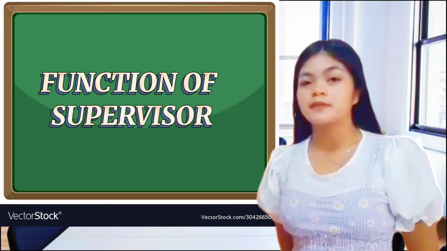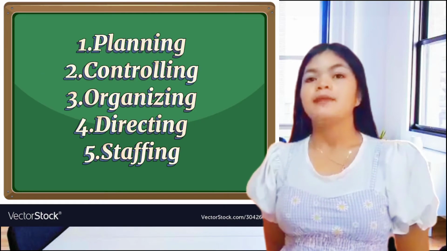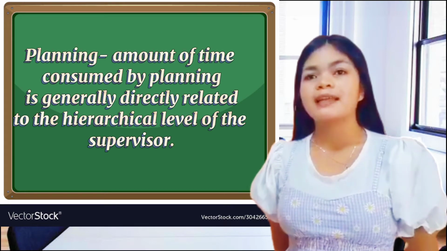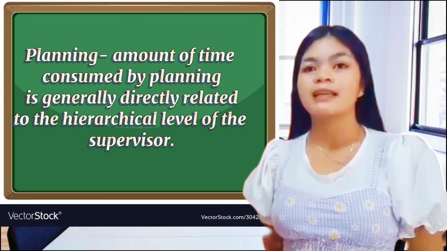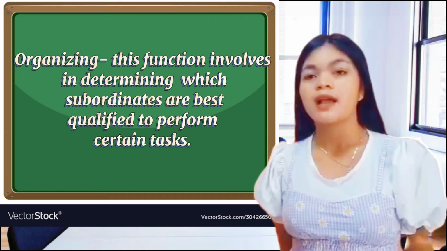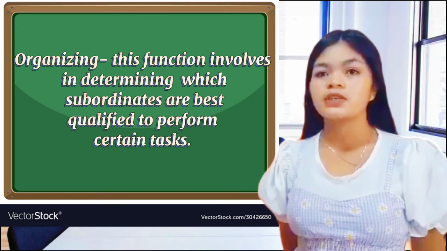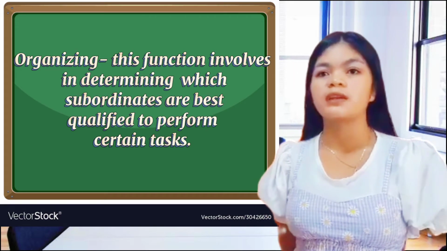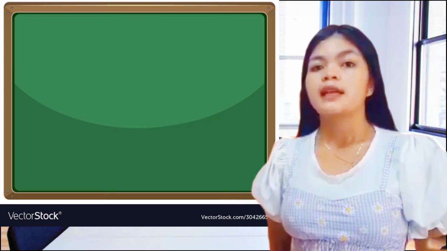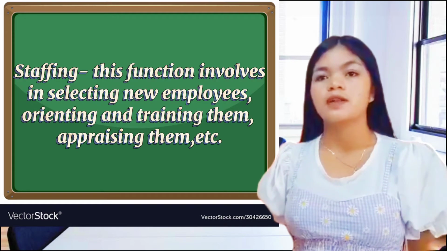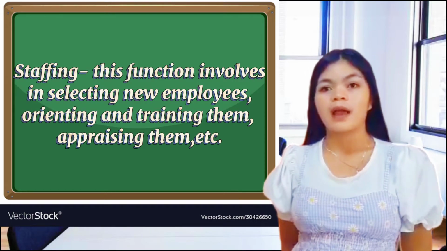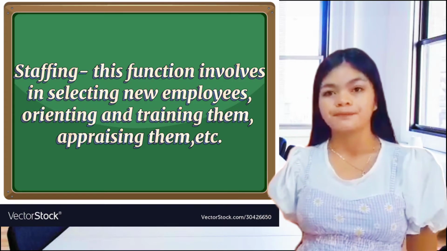There are 5 functions of supervisor, and these are the following: planning, organizing, staffing, directing, and controlling. When we say planning, the amount of time consumed by planning is generally directly related to the hierarchical level of the supervisor. Next is organizing. This function involves determining which subordinates are best qualified to perform a certain task. Next is staffing. This function involves selecting new employees, orienting and training them, appraising them, and so on.